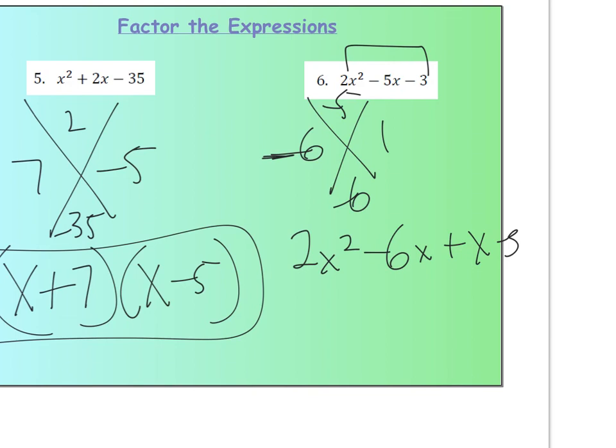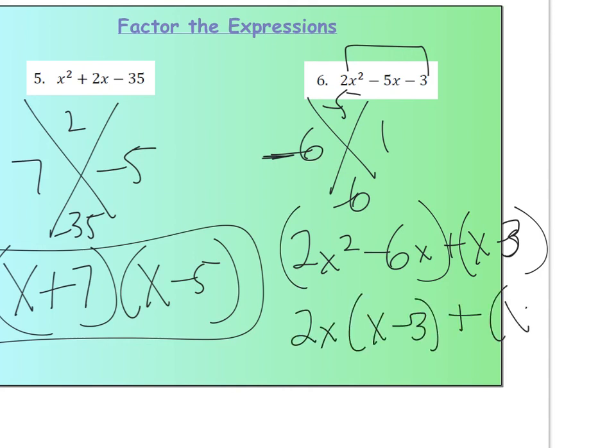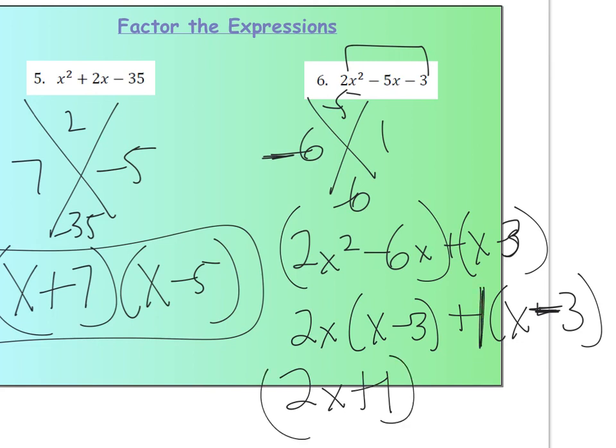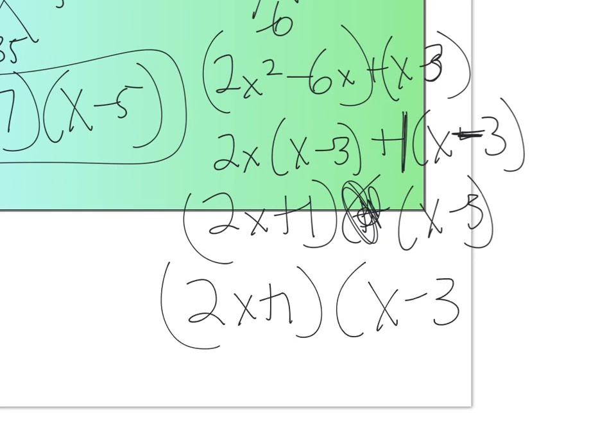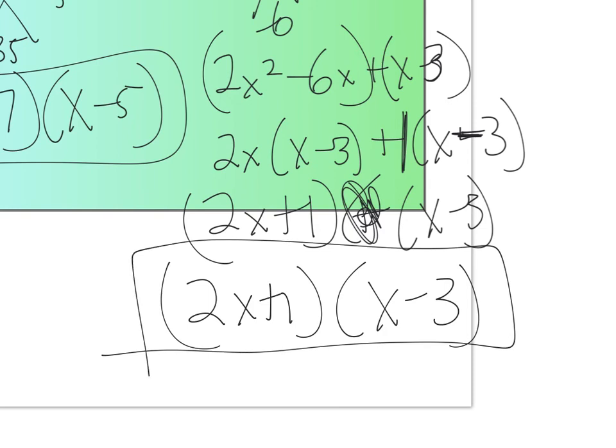There we go. And now, parenthesis, parenthesis, parenthesis, parenthesis. So pull out 2x, you're left with x minus 3, plus an x minus 3. So this is like saying 2x plus 1, because there's like a 1 in front of this, times x minus 3. So rewriting this, 2x plus 1, x minus 3. There's my answer.